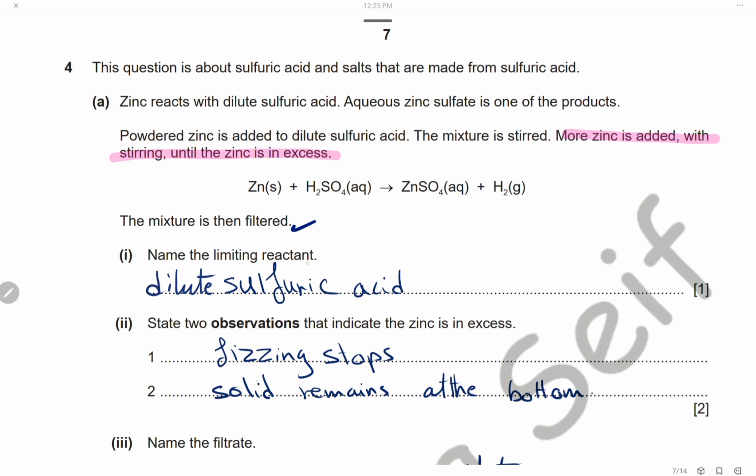Name the limiting reagent, or the limiting reactant. Because zinc is in excess, the limiting reactant is dilute sulfuric acid. State 2 observations that indicate zinc is in excess. We can note that zinc is in excess when the sulfuric acid has finished, so no more fizzing of hydrogen gas, and the zinc solid stops dissolving and remains at the bottom of the beaker.